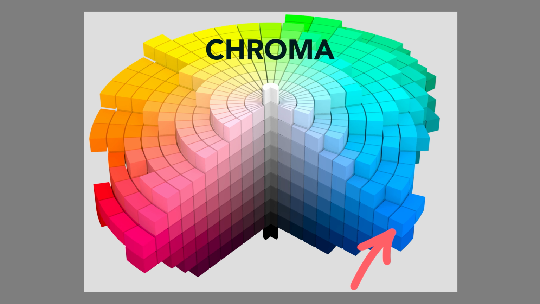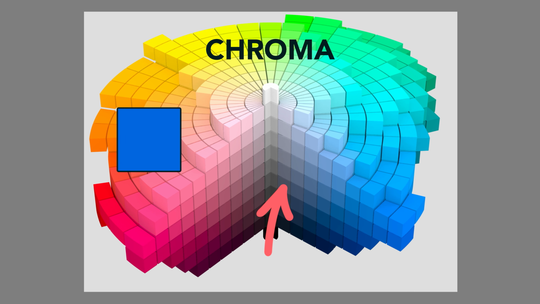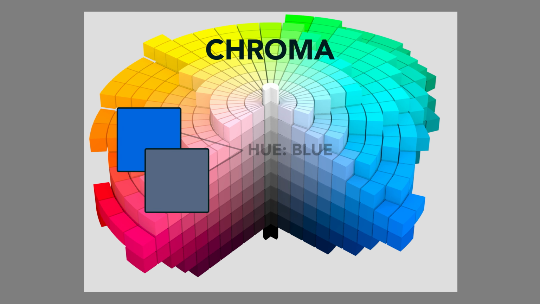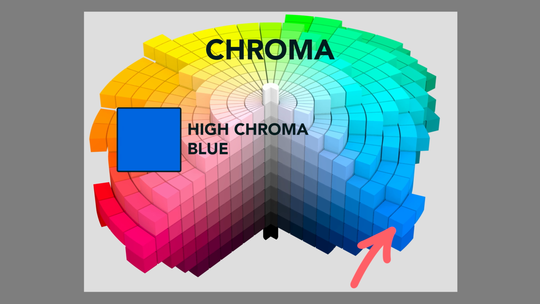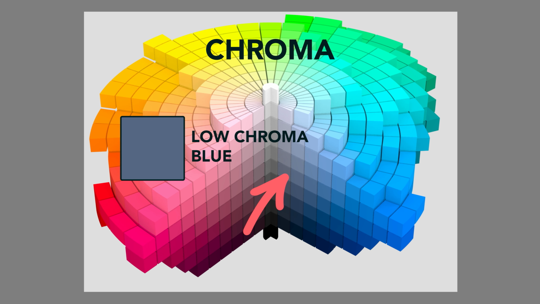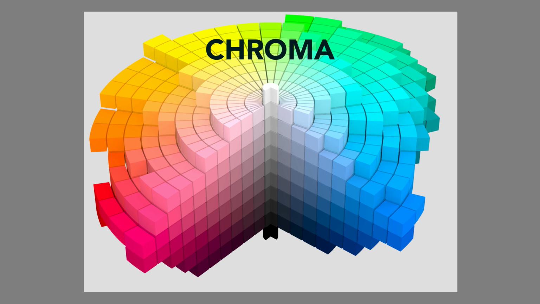Down here we have a highly chromatic blue. Here we have a very desaturated or low chroma blue. Nonetheless, the hue is blue. Here we have a high chroma blue. Here, a low chroma blue. Eventually, in my practical color lesson, you're going to hear me talking about high chroma mixtures or high chroma colors and low chroma colors. This then is what I'm talking about in that context.